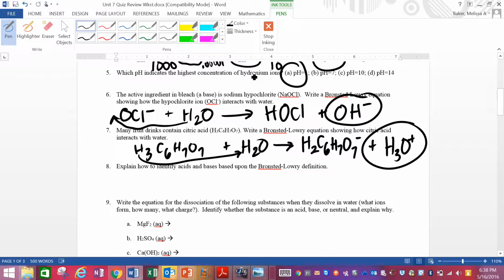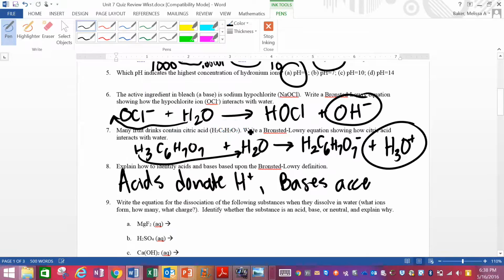Explain how to identify acids and bases based on the Brønsted-Lowry definition. Acids donate hydrogens. Bases accept hydrogens.